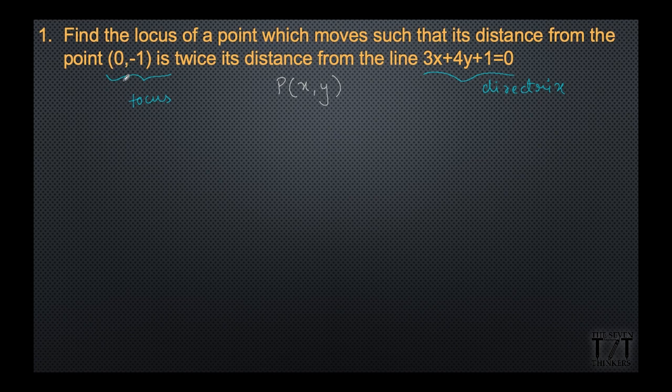So we know that focus has coordinates alpha comma beta and directrix has the equation as ax plus by plus c is equal to 0. And we know that the generalized equation of conic which we found out was x minus alpha whole square plus y minus beta whole square is equal to e square times ax plus by plus c whole square divided by a square plus b square. We just have to substitute the value over here and we'll get the equation of conic.